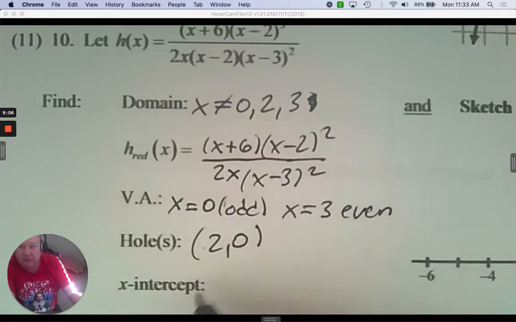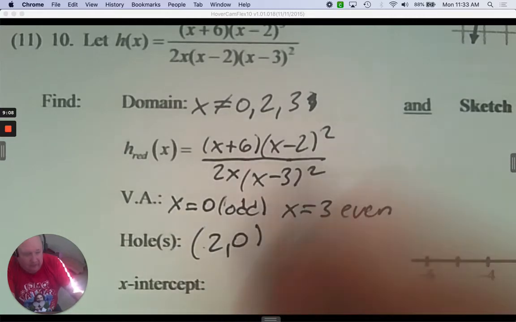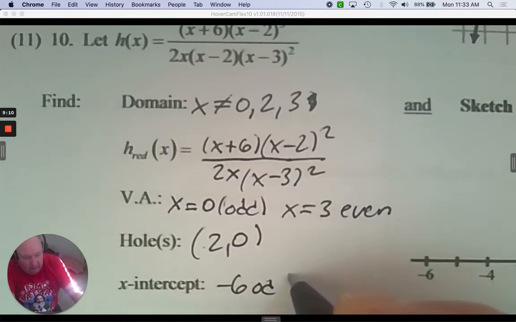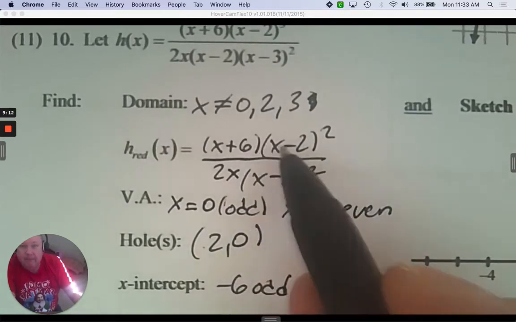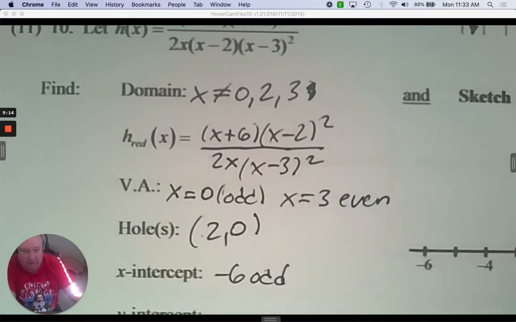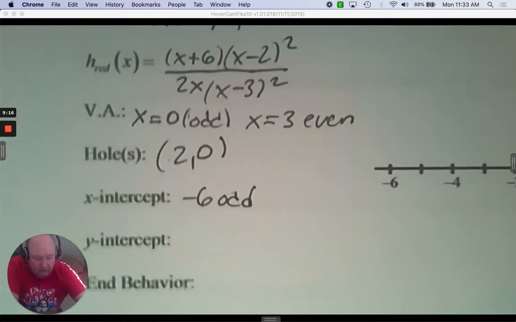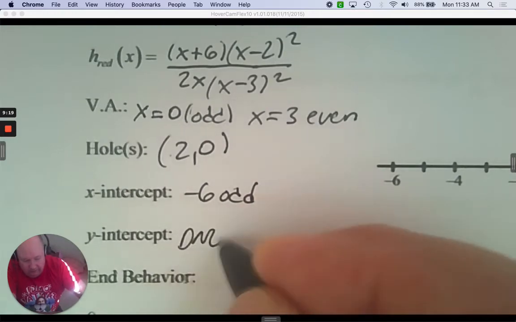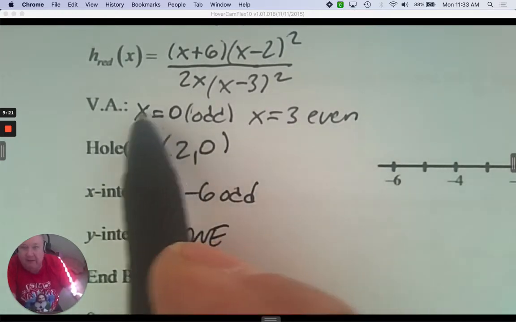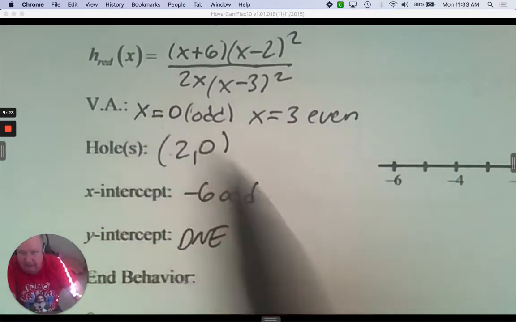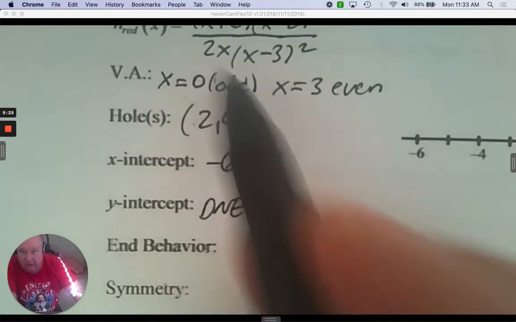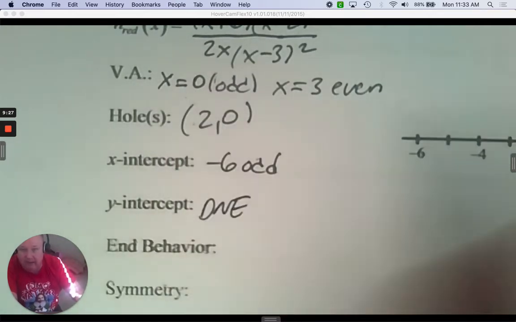The x-intercept is at negative 6. It has an odd exponent. X subtract 2 created a hole, not an x-intercept. There is no y-intercept because we have a vertical asymptote over the y-axis. So at x equals 0, there's an asymptote. There are no points on the y-axis.